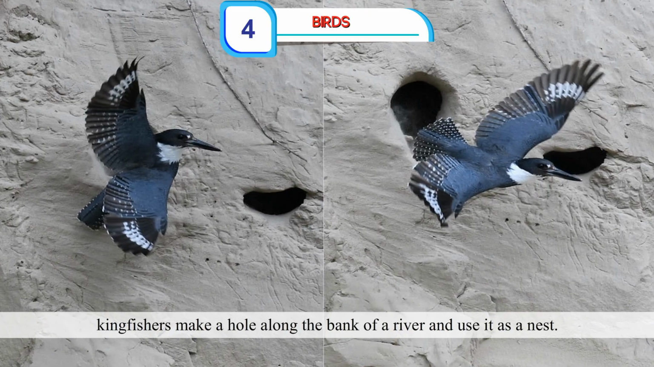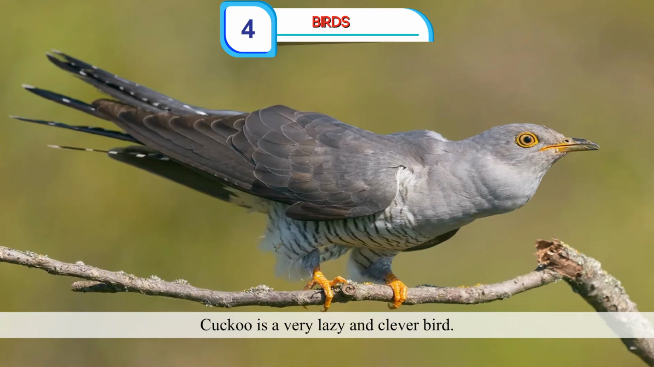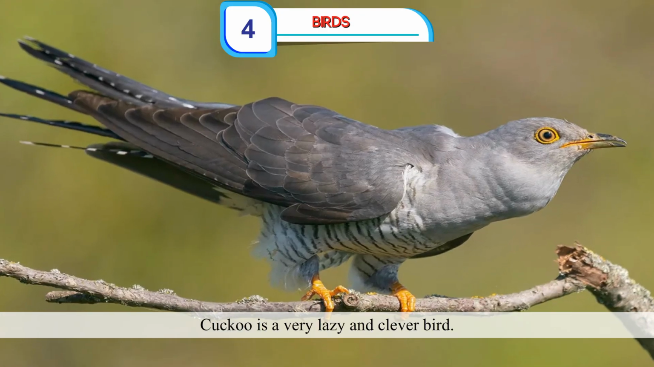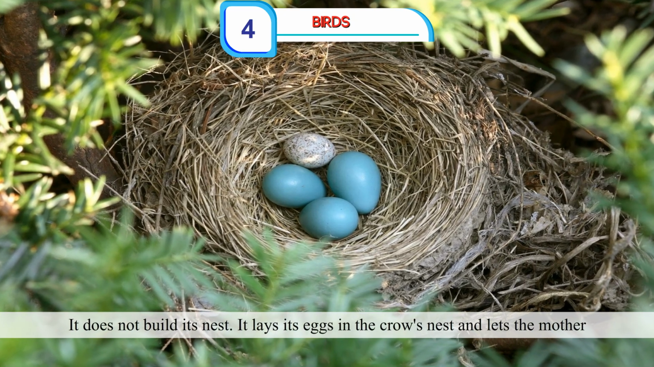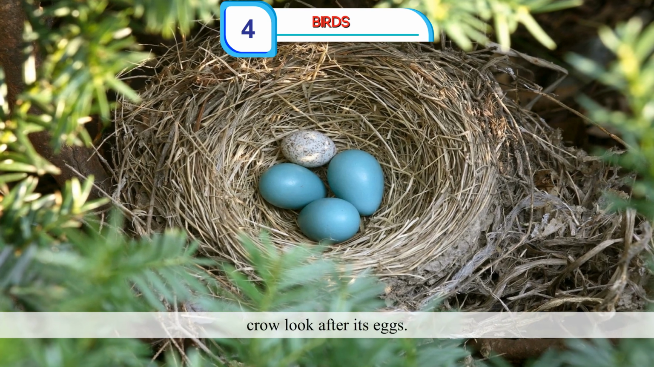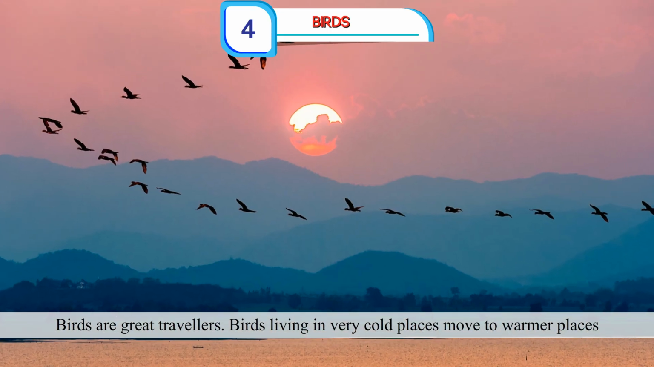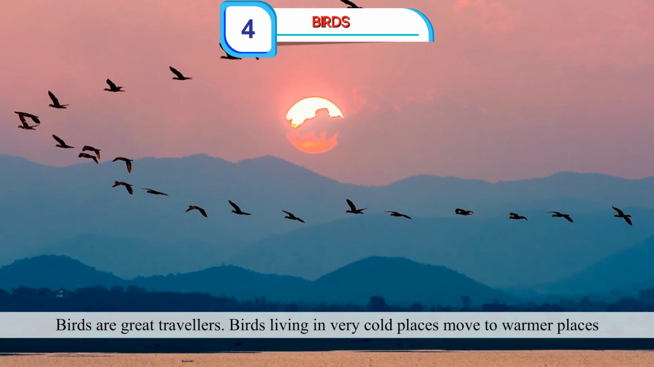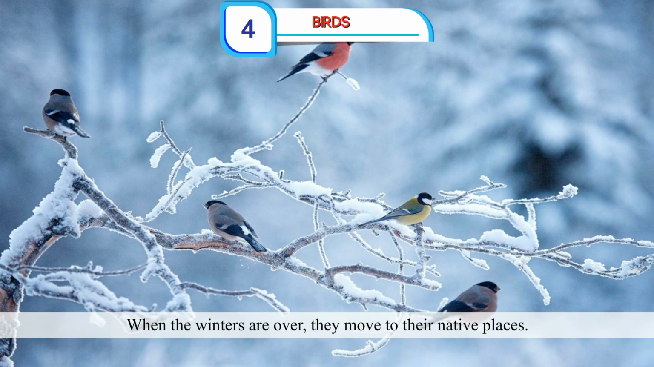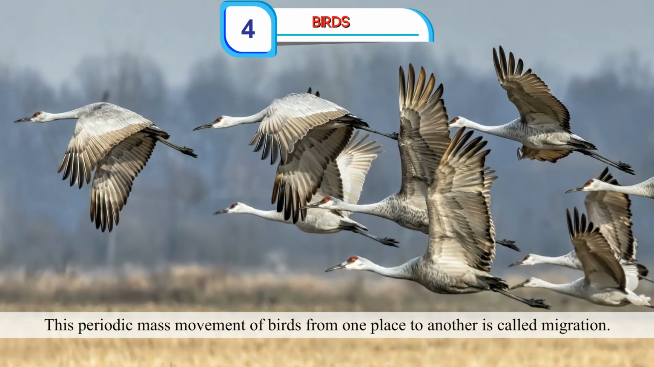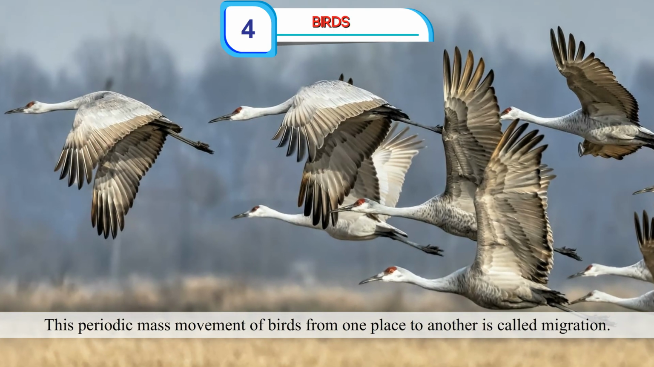Kingfishers make a hole along the bank of a river and use it as a nest. Cuckoo is a very lazy and clever bird. It does not build its nest. It lays its eggs in the crow's nest and lets the mother crow look after its eggs. Birds are great travelers. Birds living in very cold places move to warmer places in winters. When the winters are over, they move to their native places. This periodic mass movement of birds from one place to another is called migration.